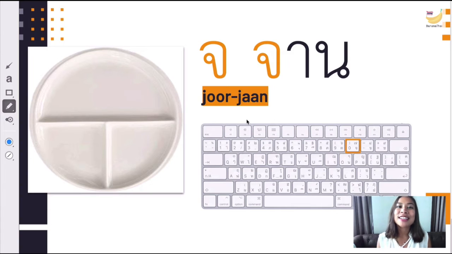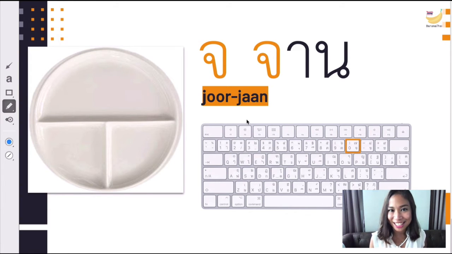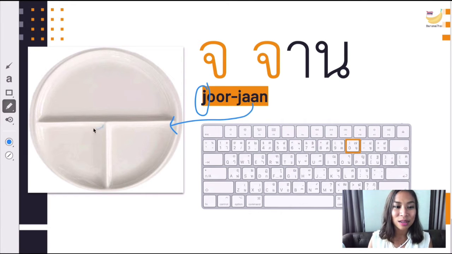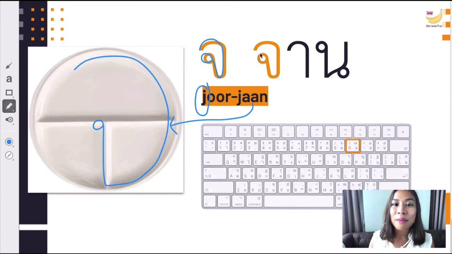Alright, welcome back to the next consonant of the middle class consonants: จอจาน. The initial consonant sound is j, จอจาน, and the word จาน means plate. So it is written like this and here. All the time I will start from the head, go down and up above it. Always start from the head here. Here is where จอจาน is on the keyboard. Pause here, write down จอจาน in your textbook. When you're done, let's continue.